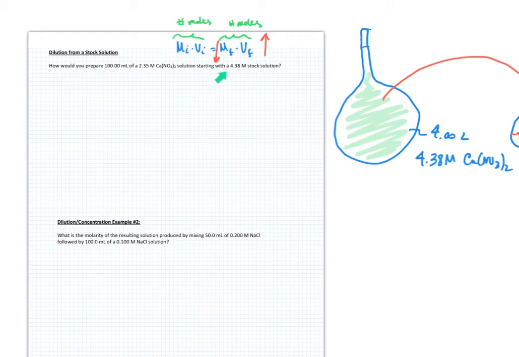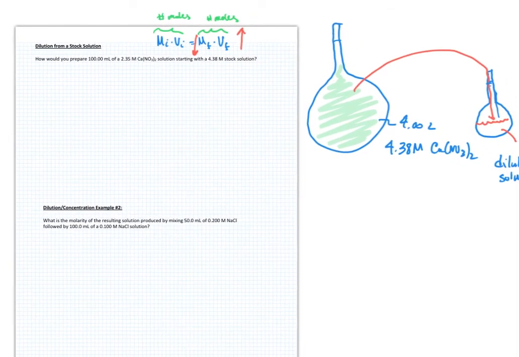So we can have a problem that looks something like this. How would you prepare 100 milliliters of a 2.35 molar calcium nitrate solution starting with a 4.38 molar stock solution? Notice it doesn't say how much of that there is. There can be any amount of the stock solution. So in my picture over here, I've got 4 liters of the stock solution, and I'm trying to make 100 milliliters of my calcium nitrate solution.